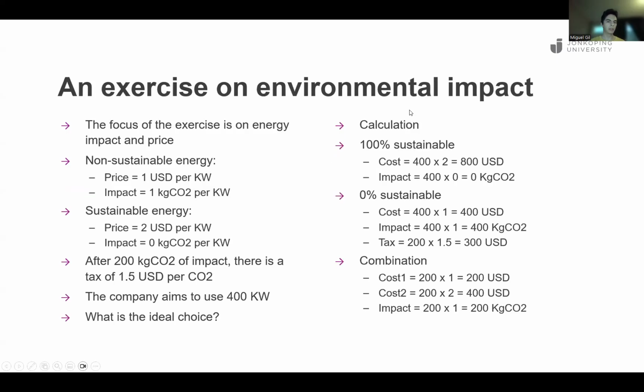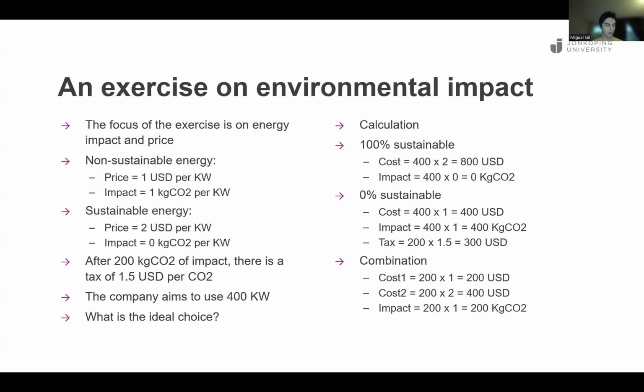This exercise is also about deciding on something. It is about energy use in a company, and there are two possible options. One option is if the company uses non-sustainable energy, which has some environmental impact but is usually cheaper. You can see in here, this is an assumption: the price is $1 for 1 kilogram of CO2. And then the sustainable energy option is more expensive, but the impact is lower. In this case, no impact.